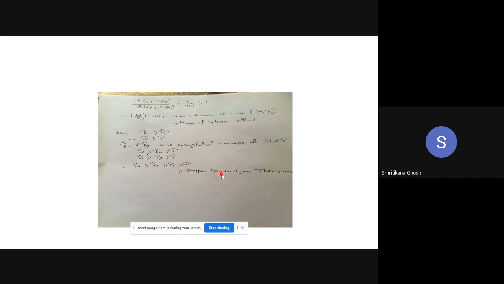So Stolper-Samuelson theorem, I don't know actually whether it is already discussed in your math eco class. Is it done? No, ma'am. Okay, but then it will be done. Stolper-Samuelson theorem, Rybczynski theorem, these will be discussed there. But anyway, it has a very important significance in the HO model.